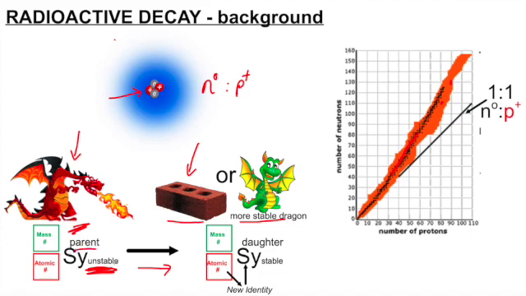So we have this parent that's always unstable. It wants to change because the nucleus, the ratio between neutrons and protons, isn't quite right, and it will become a daughter. And it's going to spit out fire, which is the radiation we're going to talk about in a second.